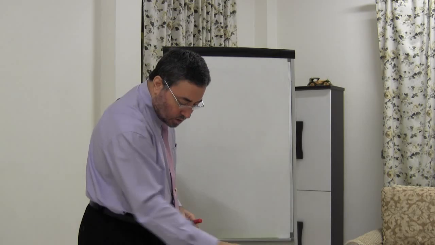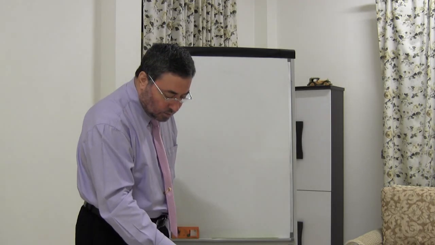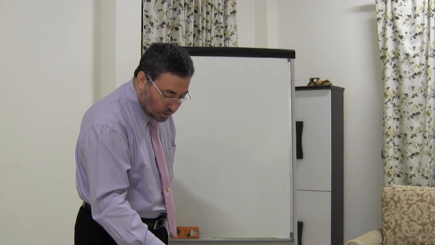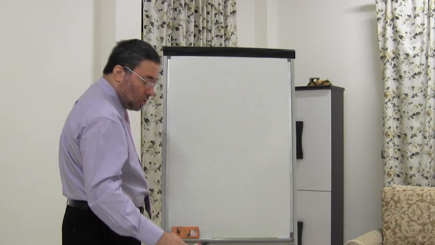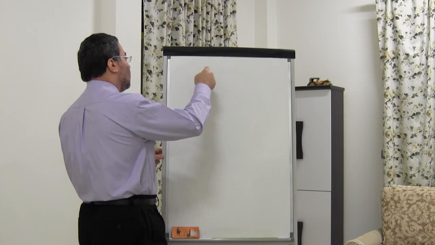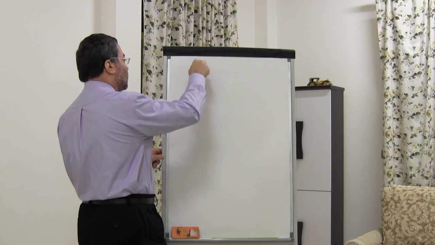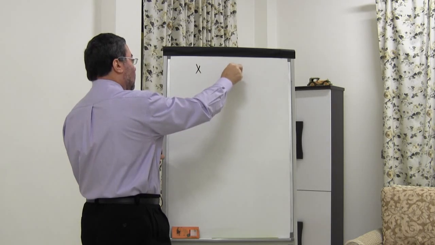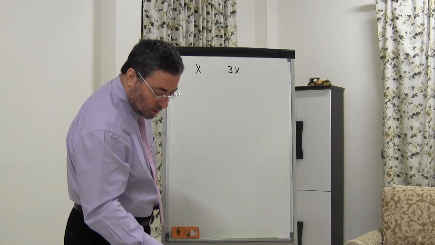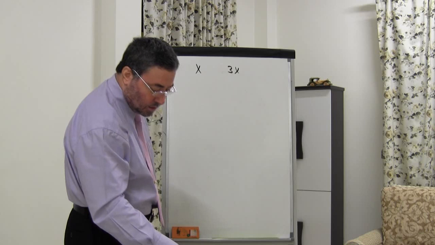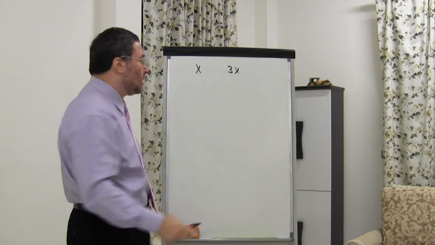Next is number 46. Find the measures of two supplementary angles if their measures are in the ratio of 1 to 3. So if they are in the ratio of 1 to 3, we assume one of them is x and the other one is 3x. And these two angles are supplementary, so their sum is 180 degrees.